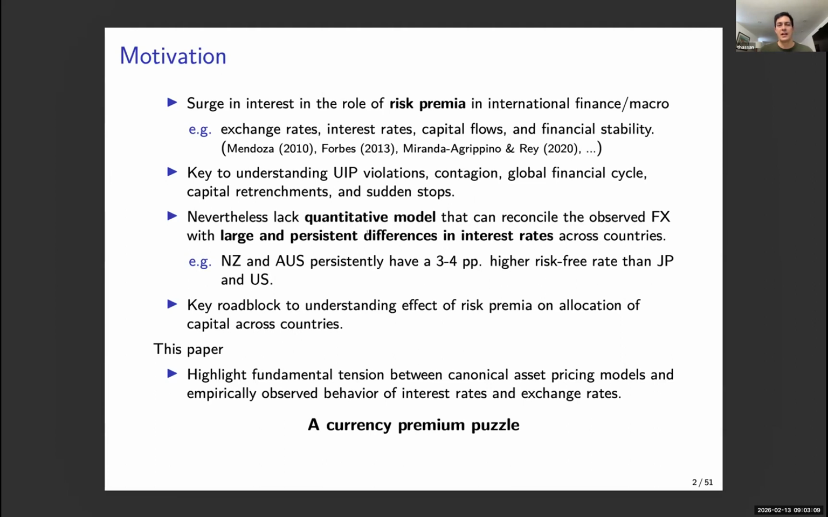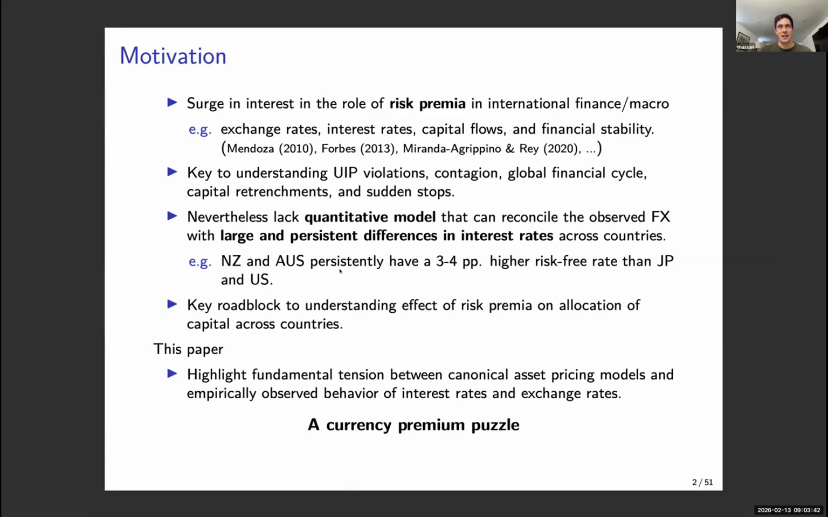Nevertheless, we lack a quantitative model that can reconcile the observed behavior of exchange rates with large and persistent differences in interest rates across countries. For example, New Zealand and Australia persistently have a 3 to 4 percentage point difference in risk-free rates relative to Japan and the United States. And a 3 to 4 percentage point difference in risk-free rates is going to translate into very large differences in the cost of capital and therefore in the allocation of capital across countries.